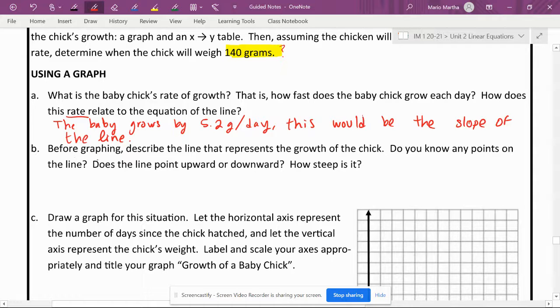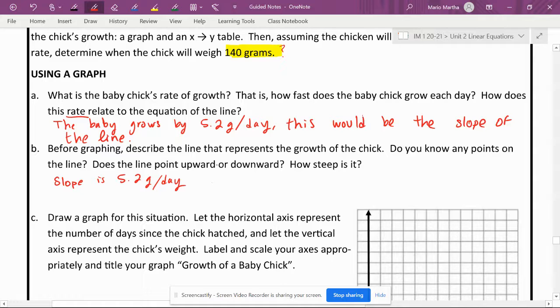And then before graphing, describe the line that represents the growth of the chick. Do you know any points on the line? Does the line point upward or downward? How steep is it? Here we want to make sure that we're determining what type of line this is. If this is changing at a constant rate, then we know that we have a slope. So the slope is 5.2 grams per day.